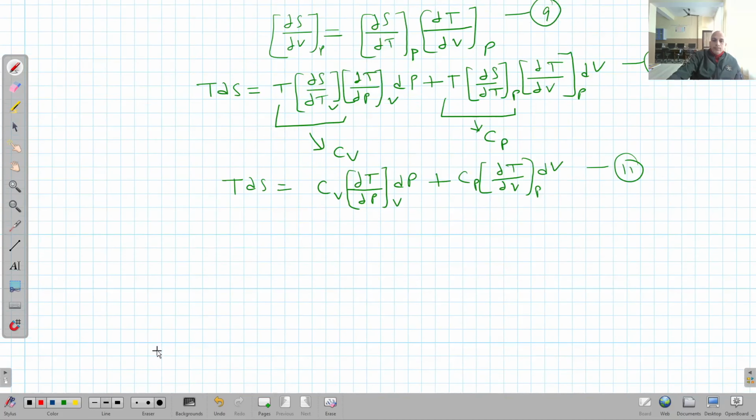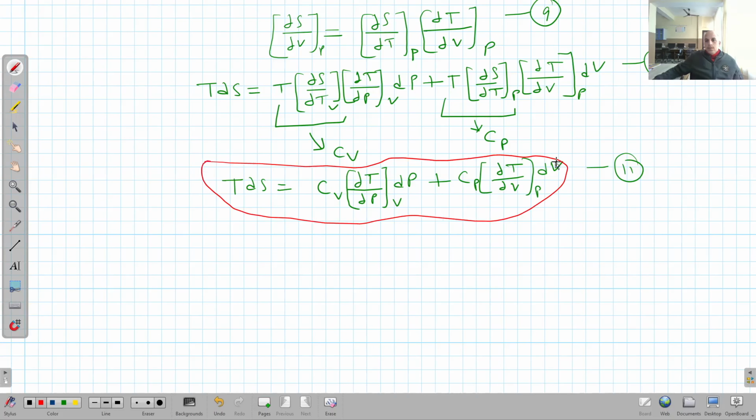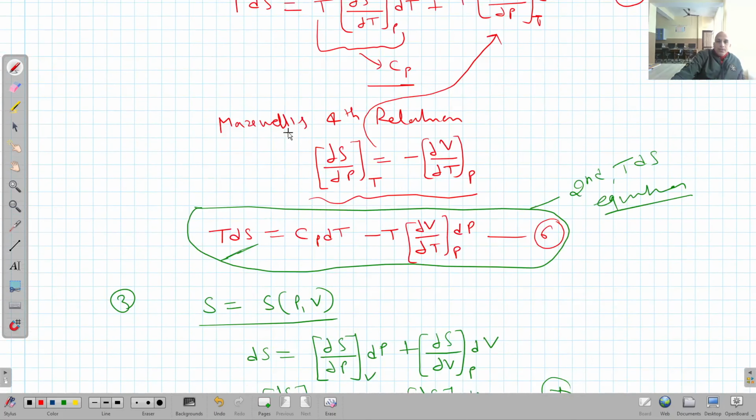Clear? This equation is the third TdS equation. Clear? Third TdS equation. Right. So now we have derived all the three TdS equations.